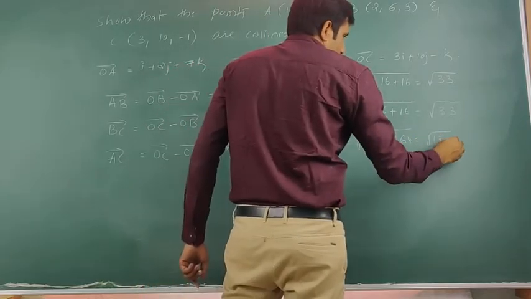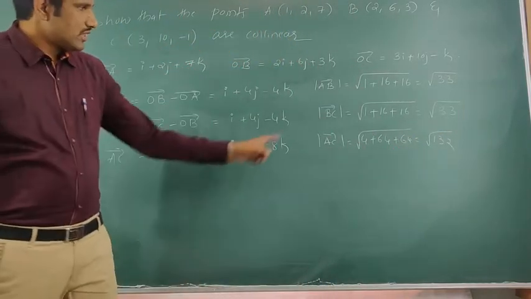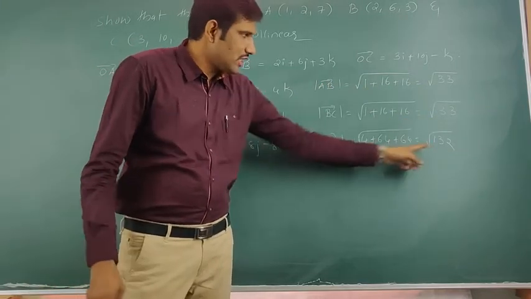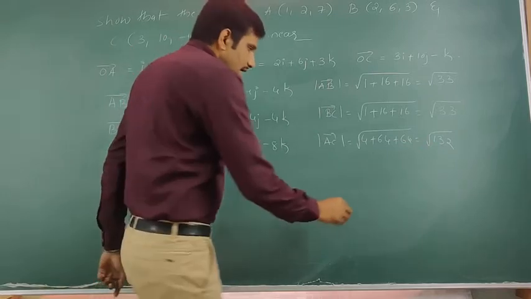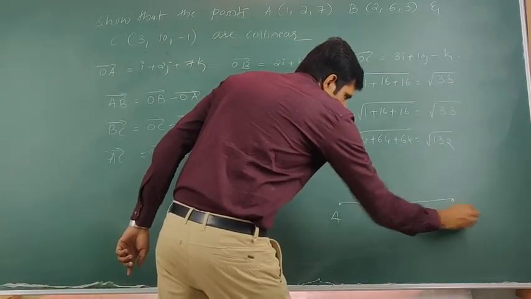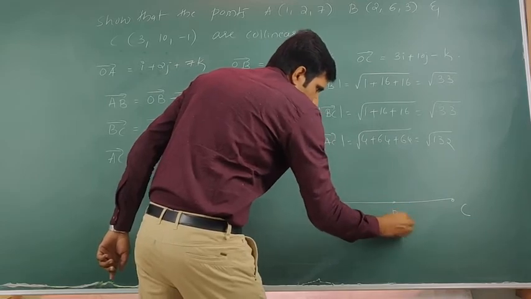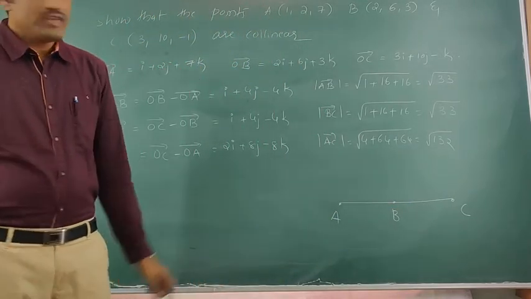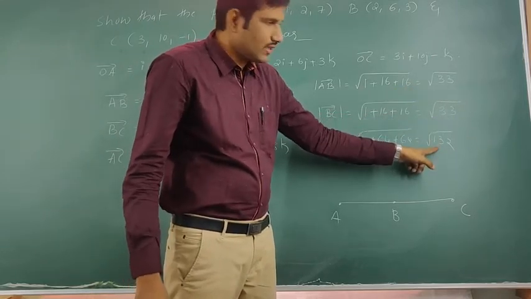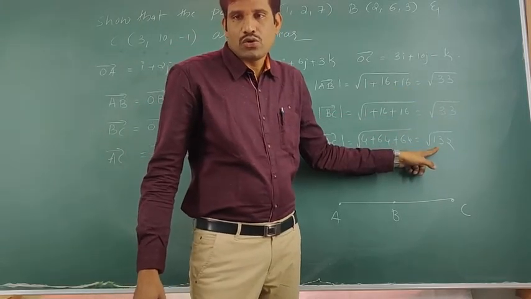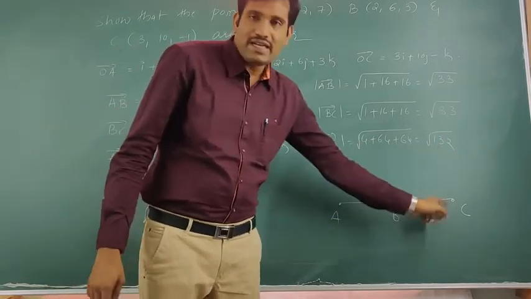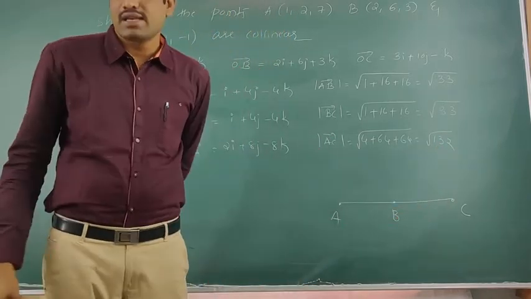Right? So which has the maximum magnitude, students? AB is root 33, BC is root 33, AC is root 132. Means what? A and C are the end points. This is A and this is C, and this is B. Is it clear? So root 132 means AC has the maximum magnitude. Therefore, A and C are the end points, and B lies in between.